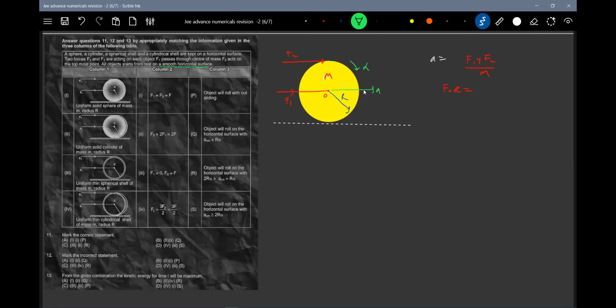F2 into R should be equal to moment of inertia. Okay, I'll make it IC, IC into alpha C, or just alpha. If F1 equal to F2. Okay, I think we have only this much. I think we are in a little bit better position.